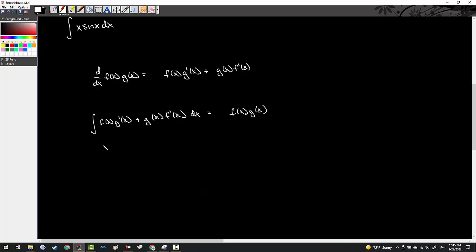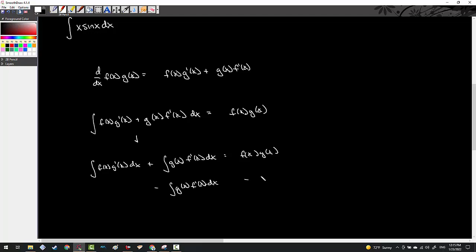So what I'm going to do is actually split up this integral real quick. I'm going to say this is the integral of f of x g prime of x dx plus a separate integral of g of x f prime of x dx equals f of x g of x. And I'm just going to pick one to get rid of. The way I'm going to do that is subtract that integral from either side. So I'll just choose to operate on this one.